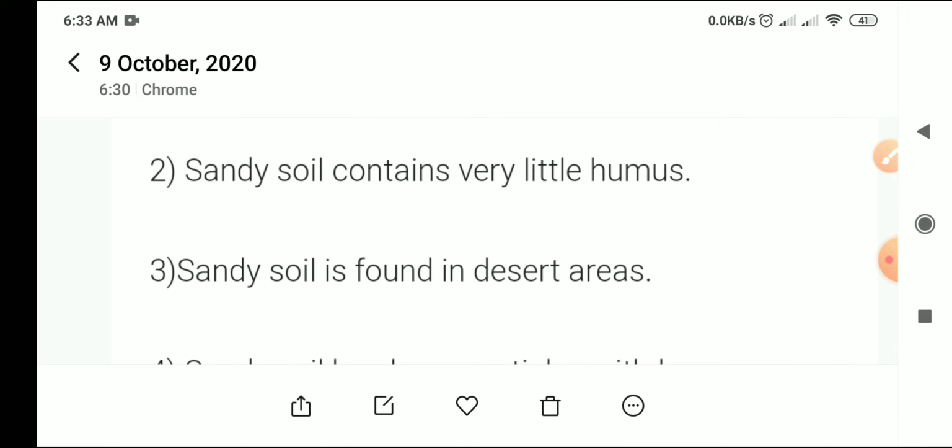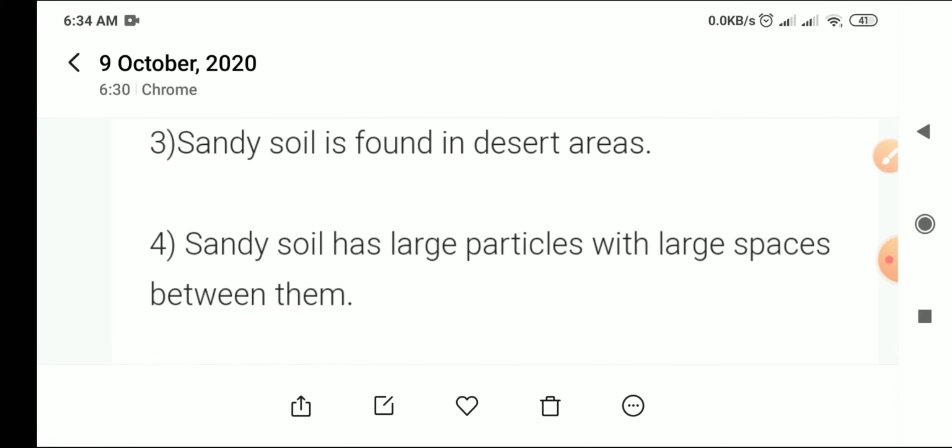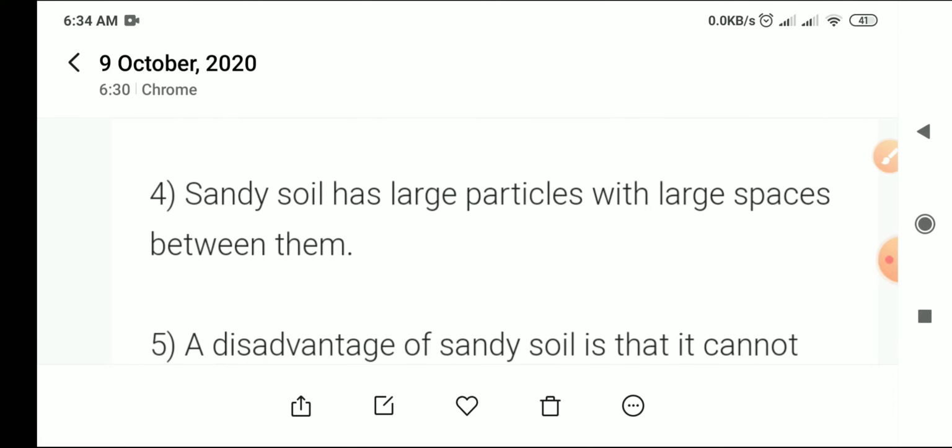Humus, you know, means dead vegetation, so sandy soil contains a very small amount of humus. Basically, we find sandy soil in desert areas and so on. Fourth, you can see that sandy soil has larger particles with larger spaces between them. So definitely the rate of percolation will be higher in sandy soil.